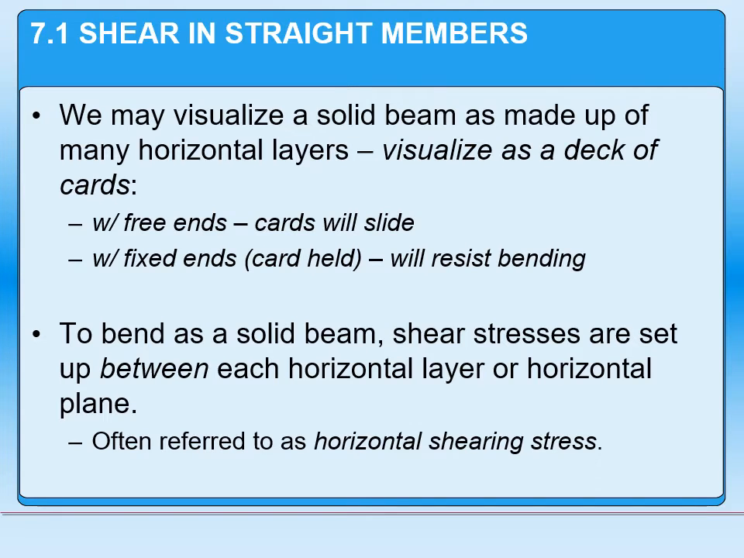The same basic thing happens in a solid beam, and what happens is we get a series of horizontal stresses, right, between each horizontal layer or each horizontal plane. Right? These are referred to as horizontal shearing stresses.